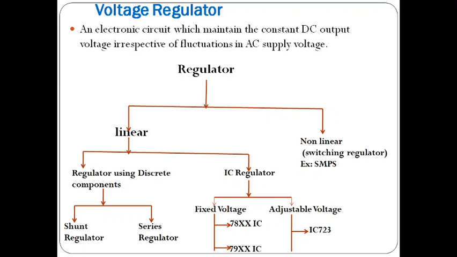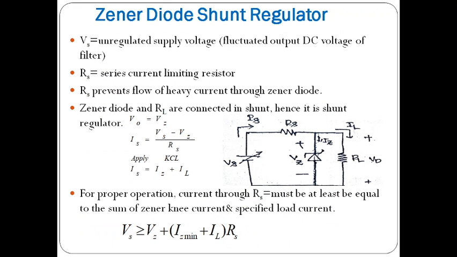Shunt means parallel, and series means the regulating element is connected in series with the load resistor. Clear? The load resistor is where we take the output. Here our voltage regulating element is the Zener diode. This Zener diode is connected in parallel to the load resistor, so this one is a shunt regulator. That means it is connected in shunt with the load resistor, so it is the Zener diode as a shunt regulator.